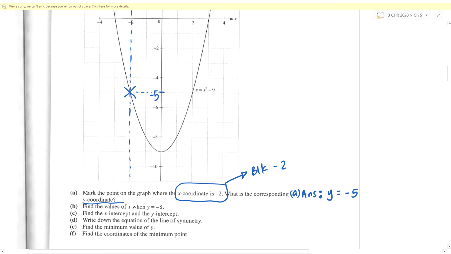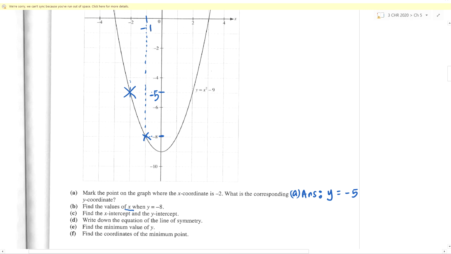Next. In part B, find the values of x when y is equal to negative 8. Okay, so we look for y value of negative 8, which means our level is negative 8. So level negative 8 is here. This is the point that they are interested in. Find the value of x. Okay, we've got the x value of negative 1.